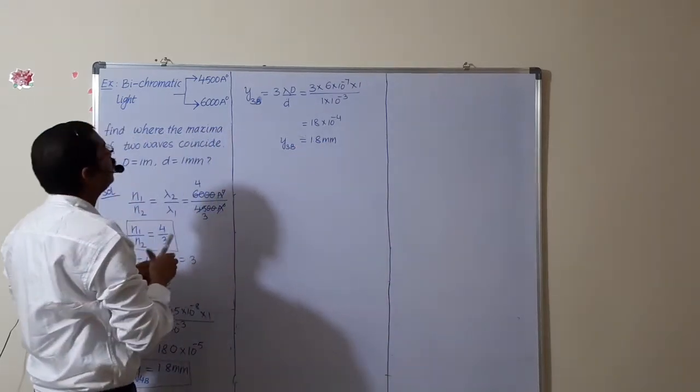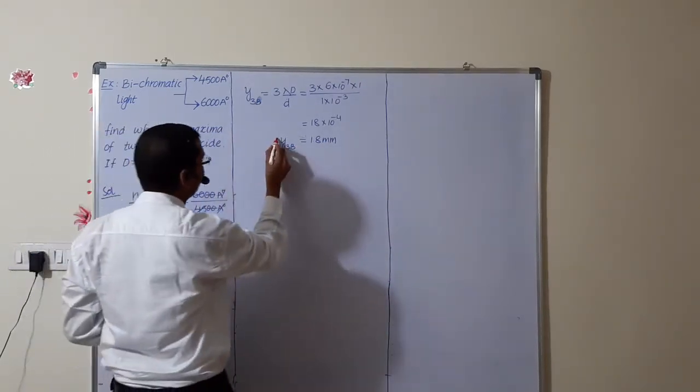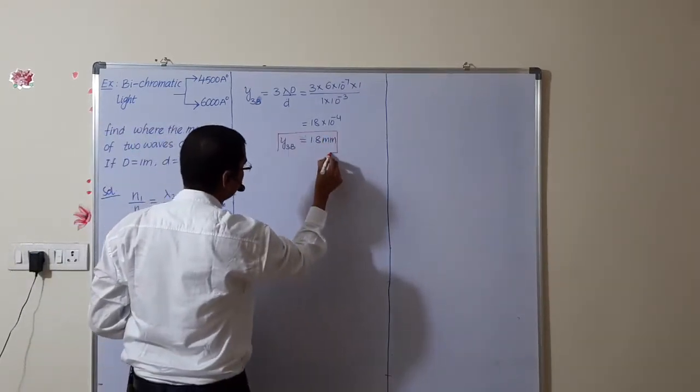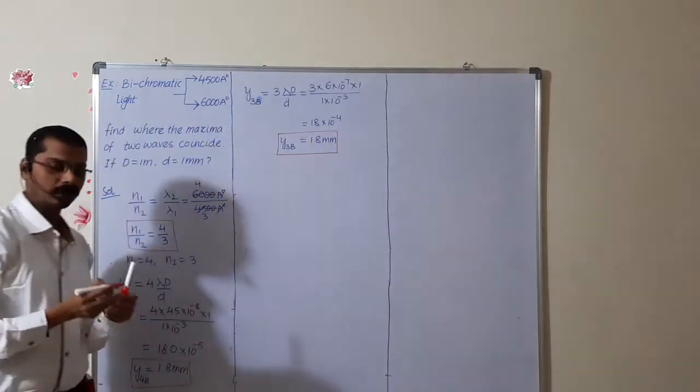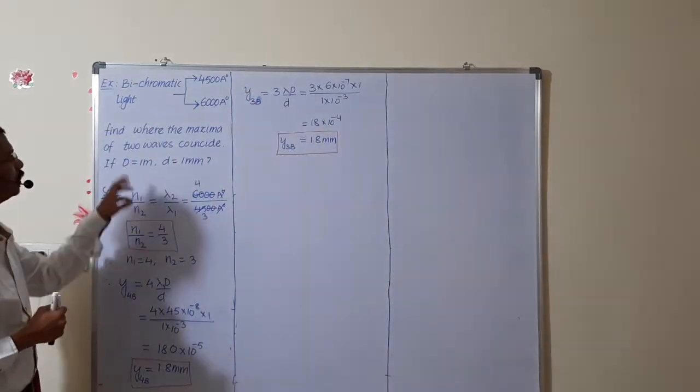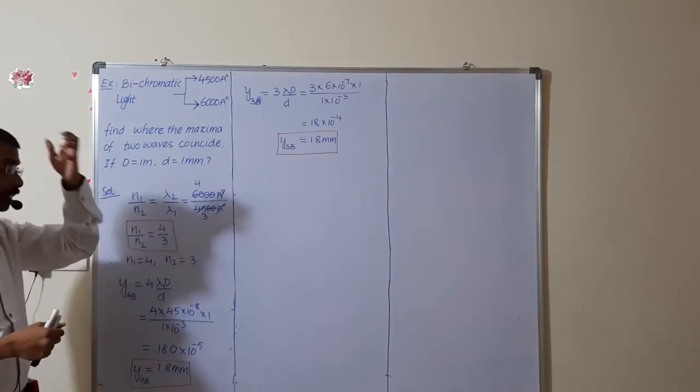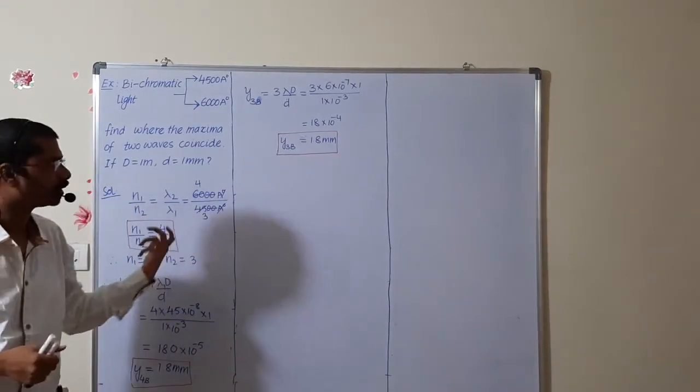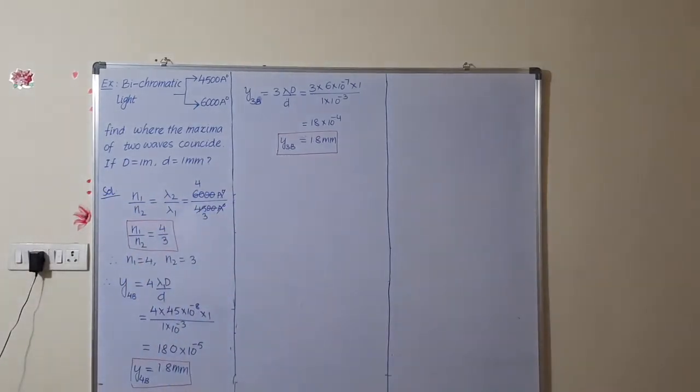This means that for the different wavelengths, the third bright fringe and the fourth bright fringe coincide. Okay, this is a sum to get the value. Based on this only we will solve the sums. Now take a note down.